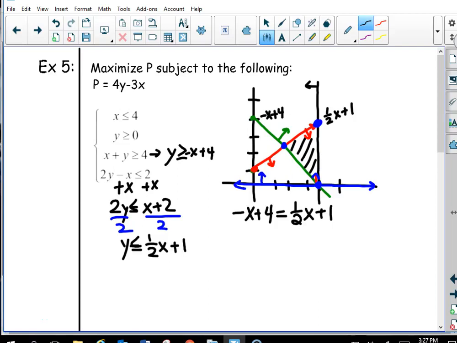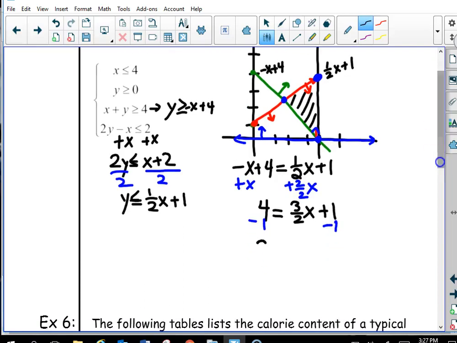So do some solving steps here. Now I'm adding fractions, so I'm going to write that 1x as 2/2. And now let's subtract 1. I get 3 is equal to 3/2 x. Let's use the reciprocal. And it looks like we get x is equal to 2.